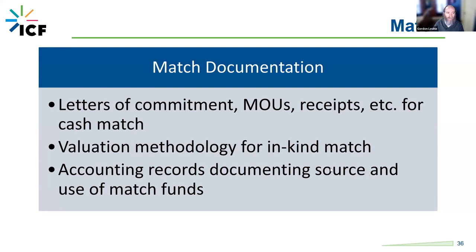And so for cash match, that really is anything that ranges from an MOU from another agency or another department within your agency that says, yeah, we're providing $10,000 of match from this source for this activity, all the way up to receipts demonstrating that it was spent. The valuation methodology for in-kind match is kind of out of scope for our discussion today, but broadly, in-kind match needs to be valued in a way that is coherent with the fair market value of the thing.